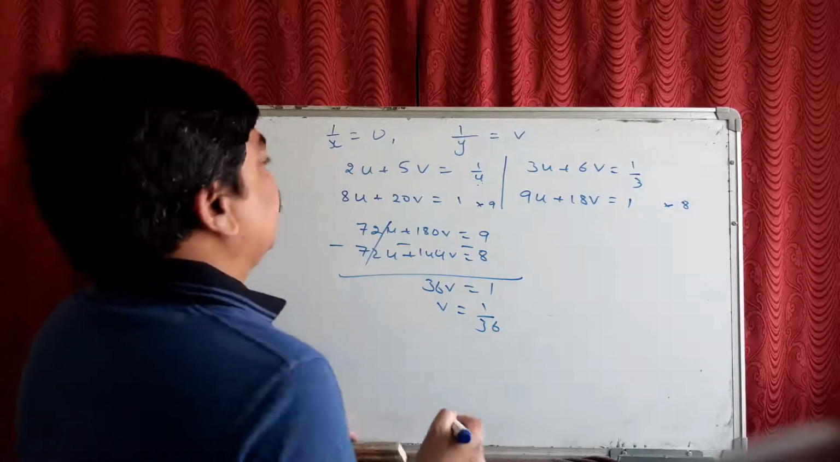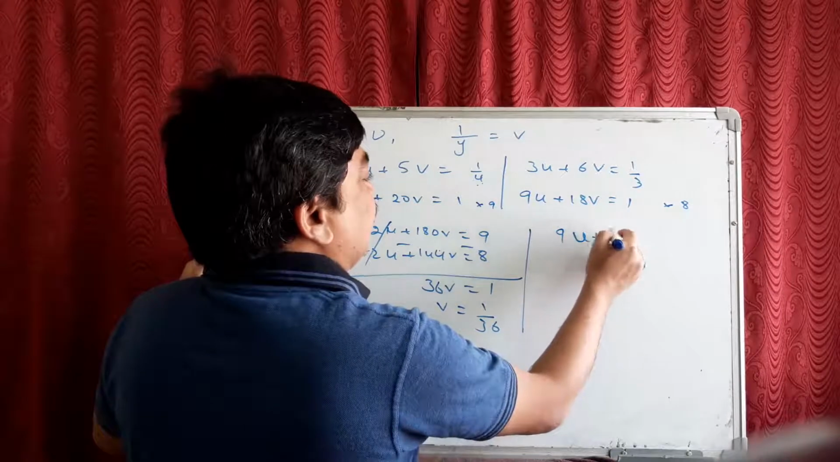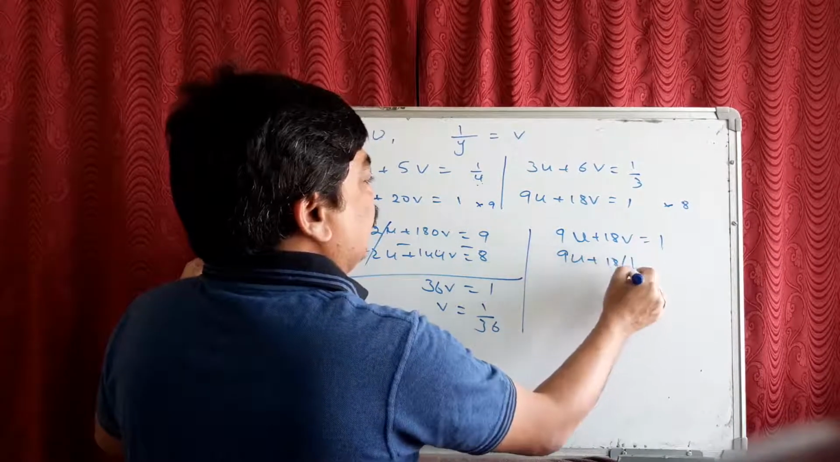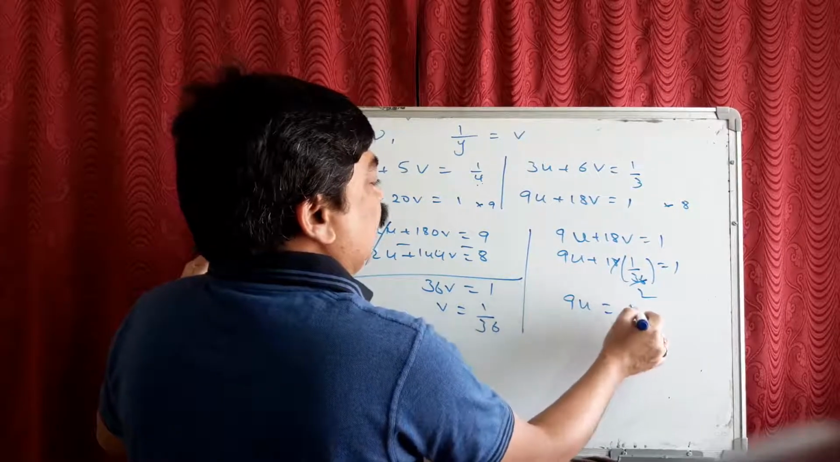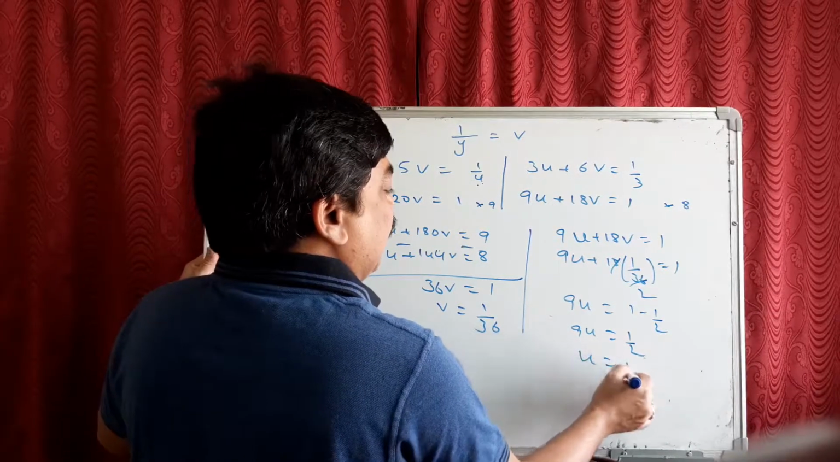When v is 1 by 36, take any one of the equations. We take the second one: 9u plus 18v is 1, 9u plus 18 into 1 by 36 is equal to 1, 9u is equal to 1 minus 1 by 2, 9u is 1 by 2, u is 1 by 18.